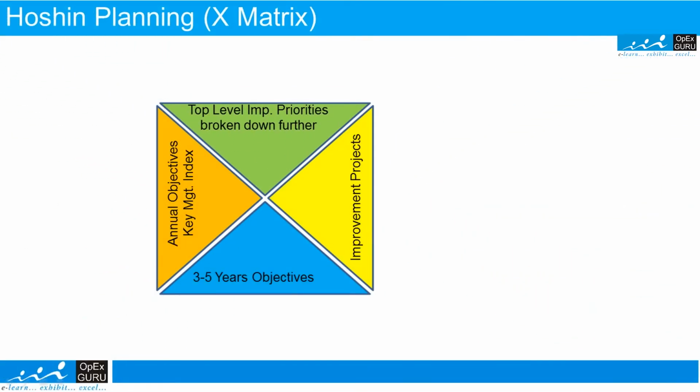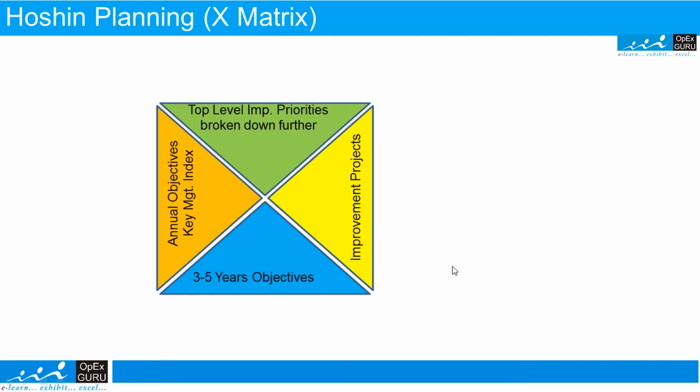Hoshin planning or X matrix is another methodology to identify Six Sigma projects. Hoshin is a Japanese word which means policy deployment. This is also called X matrix because when you complete this entire sheet, it creates an image of an X, the English alphabet X. That is why it is also called X matrix. Here what we do is we convert long range objectives into manageable improvement projects.